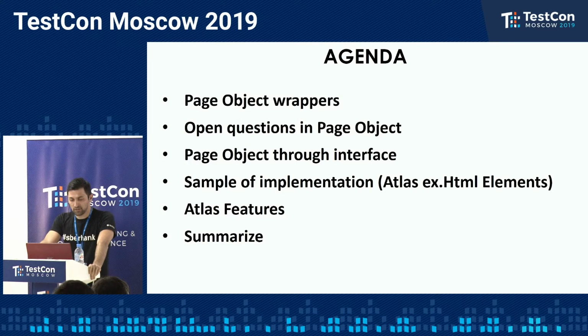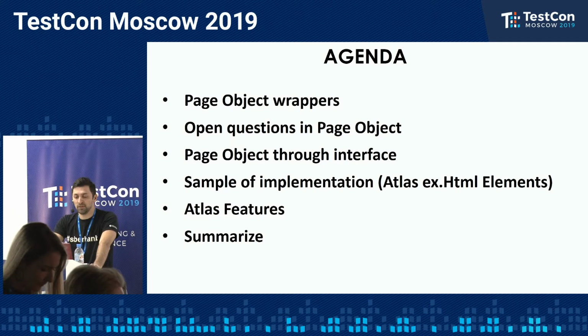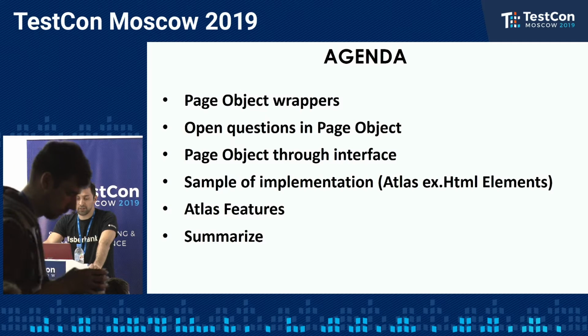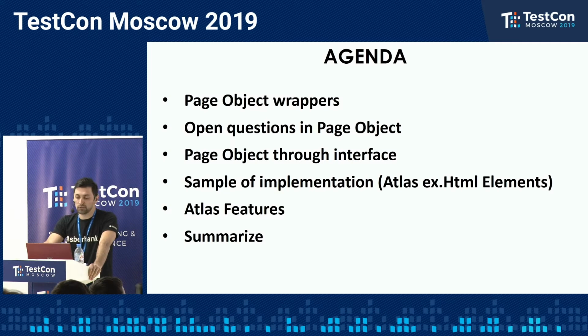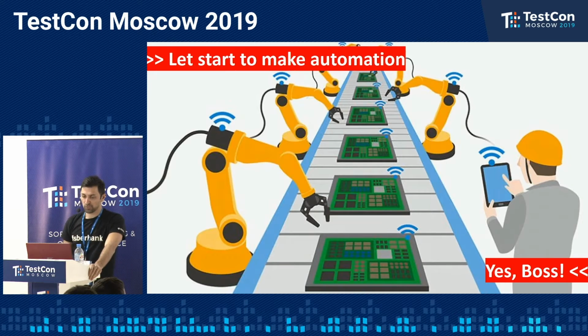The plan is that I will talk about what the wrappers for page object are, and that's a trivial story. Then I will tell you what I don't like in the current approach and current page object template. Then we'll talk about how page object looks in interfaces, and look at the implementation in Atlas, which inherits HTML Elements. Do you know HTML Elements? Who knows HTML Elements? Okay, not enough people. Then features and instruments, and I'll finalize with the results.